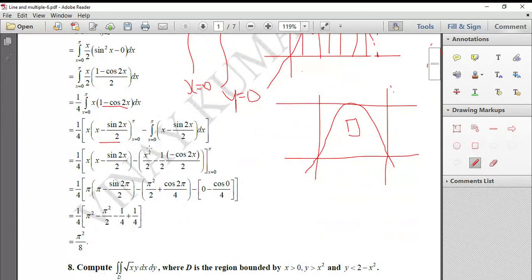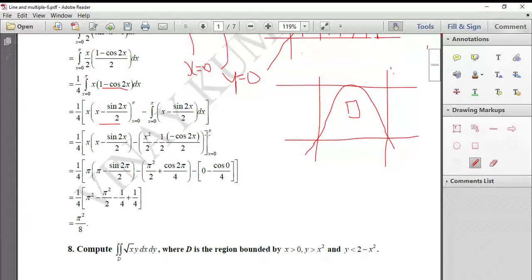Now let us integrate this further. Because it is a difference of two functions, we can easily integrate this. Now keep this one as it is. Minus of, what is the integral of x? X square by 2 minus 1 by 2 is constant. What is the integral of sine 2x? Minus cos 2x by 2. And the limit is from 0 to pi.